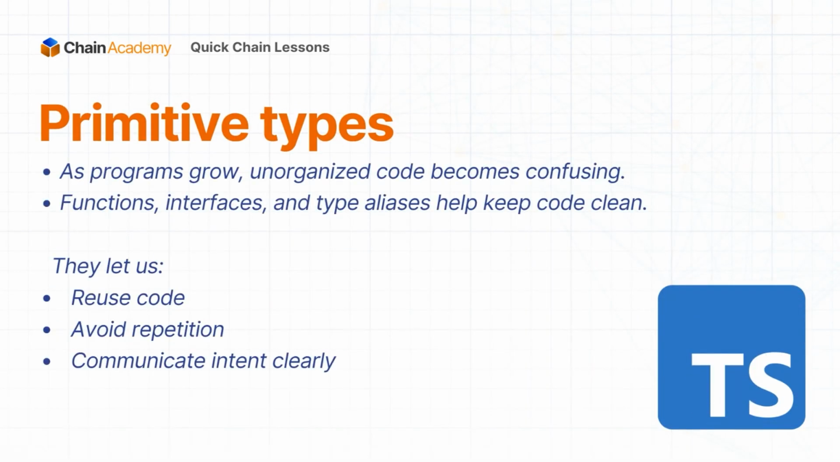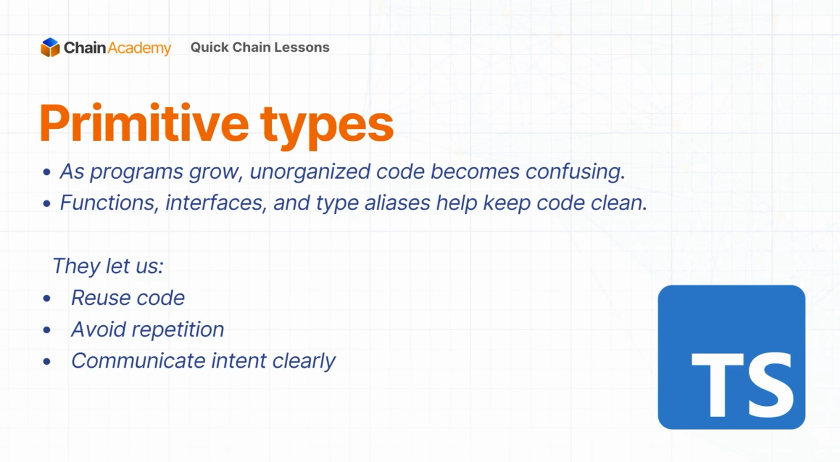As our programs get bigger, things can start to get messy really fast. Variables everywhere, repeated logic, and data structures that don't quite fit together. That is why TypeScript gives us tools to help organize and structure our code. Things like functions, interfaces, and type aliases. These aren't just fancy features, they're what help keep code clean, consistent, and easy to maintain.